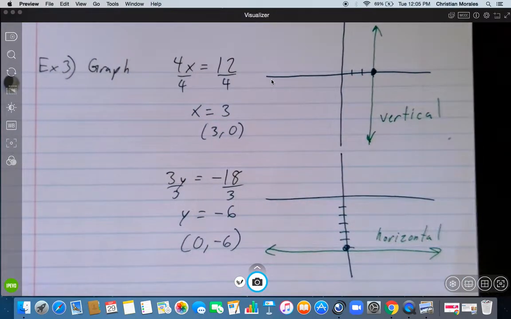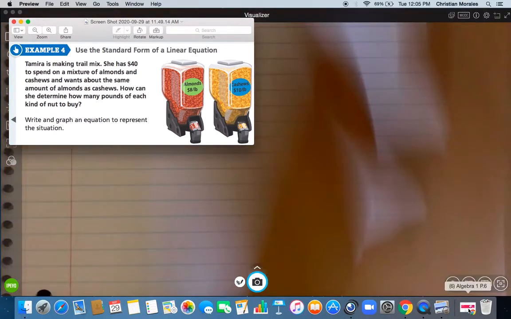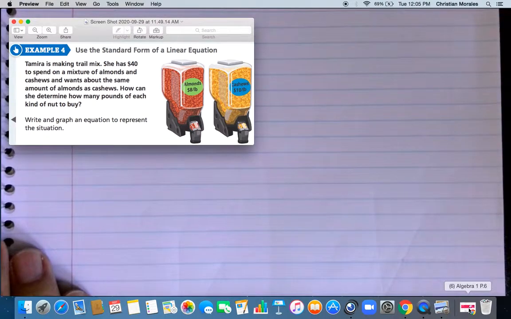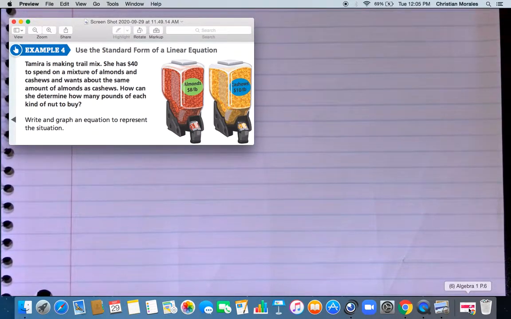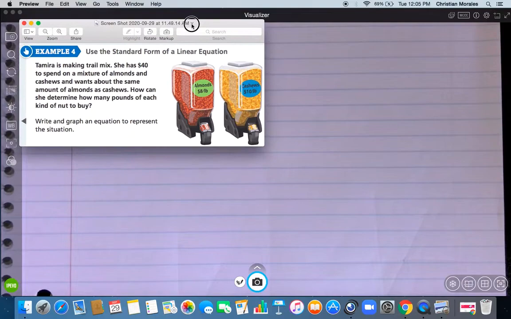Okay? So last one, last word problem, example number 4. Tamira is making trail mix. She has $40 to spend on a mixture of almonds and cashews. She wants the same amount of almonds as cashews. How can she determine how many pounds of each nut to buy? So they cost different prices. If you look at the information right here, they don't cost the same amount. So we need to figure out how much they would cost.